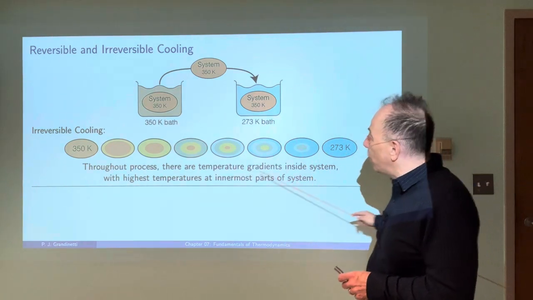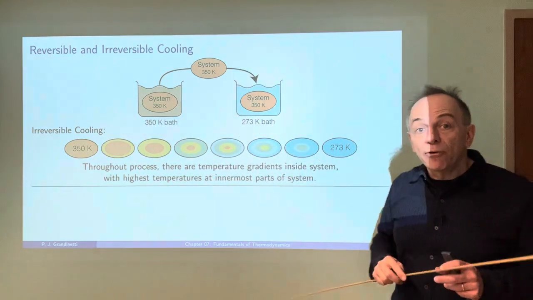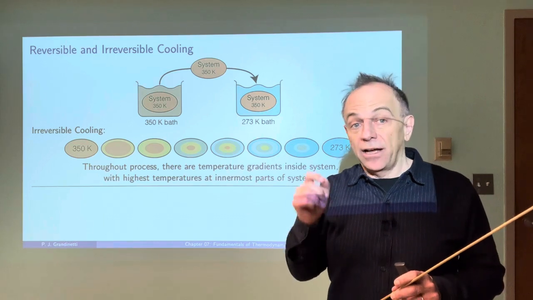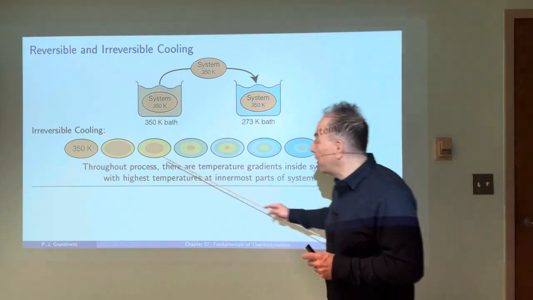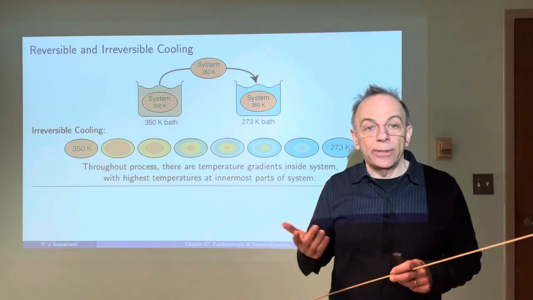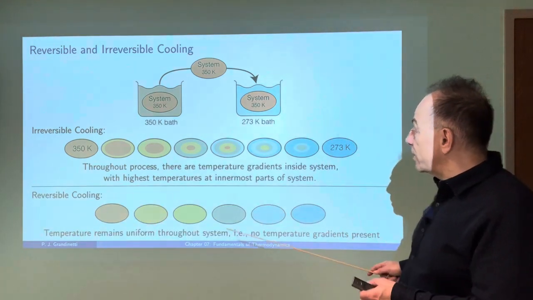This is an example of irreversible cooling. Now remember, reversibility is when you're at equilibrium at every point along the process. And clearly, when you have a temperature gradient like that, that's not an equilibrium state. So a reversible cooling situation would look like this.